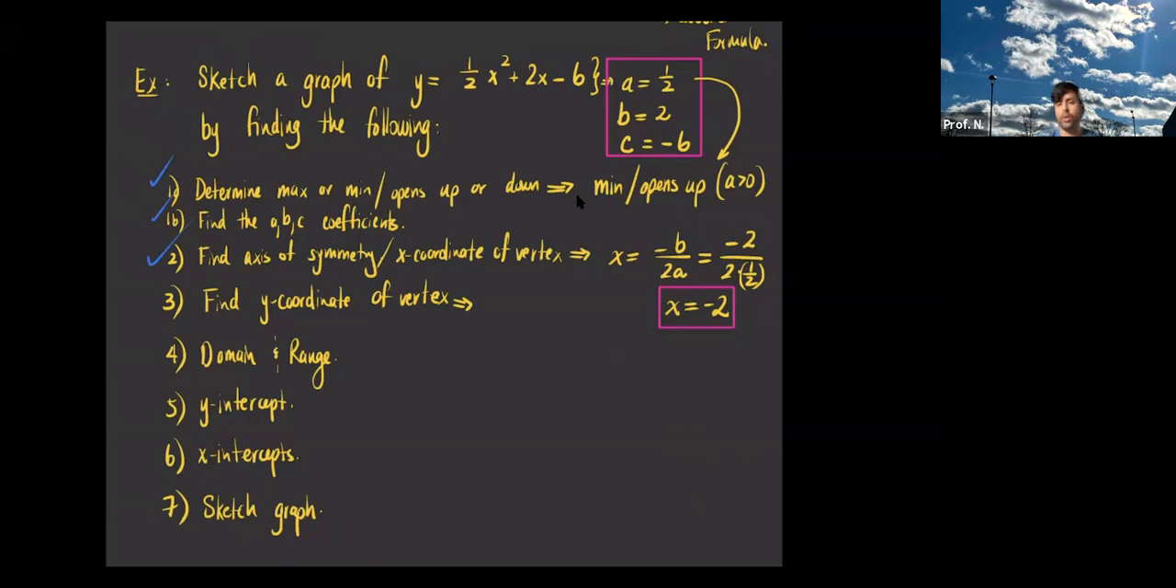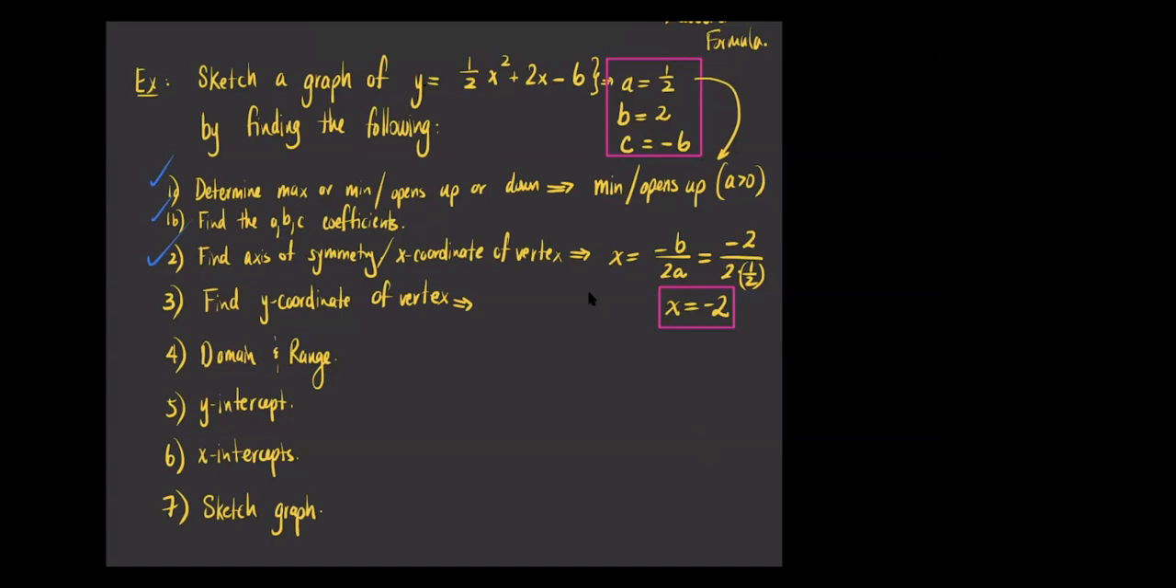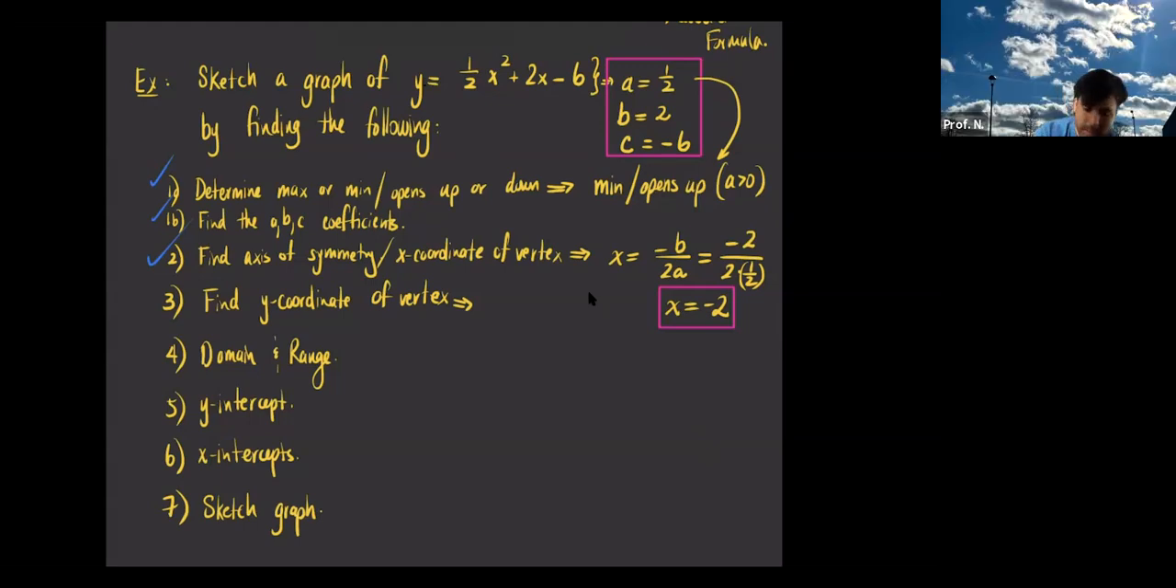If you have the x-coordinate and you have the equation of the graph that you're dealing with, how do you find the y-coordinate? What must you do? You must plug in the value of x in the equation. Very good. So let's plug that in.